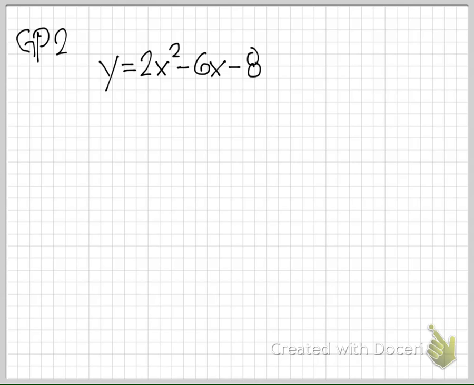So finding the solution, we're going to do this part pretty quickly. I need to find the x value of my vertex using negative b over 2a. So that's negative 6 over 2 times 2.